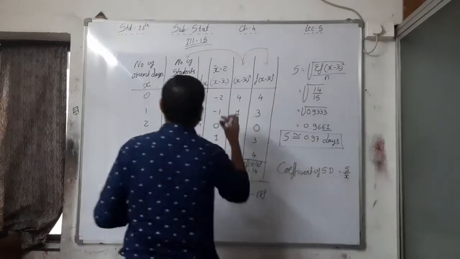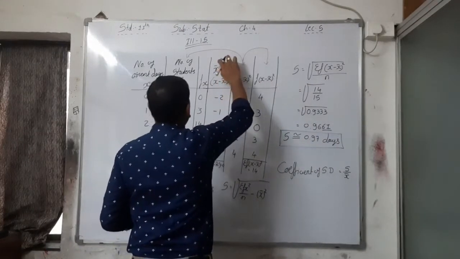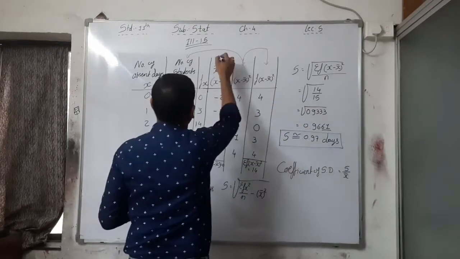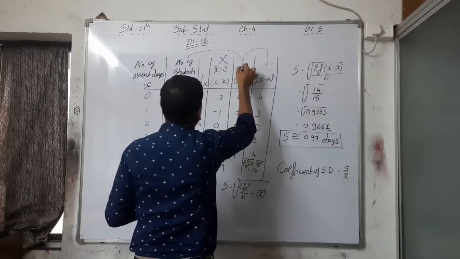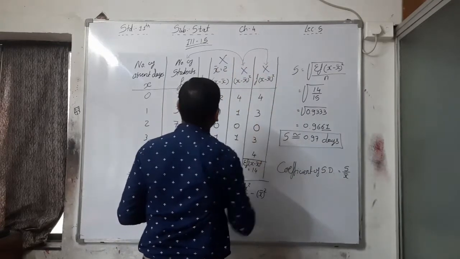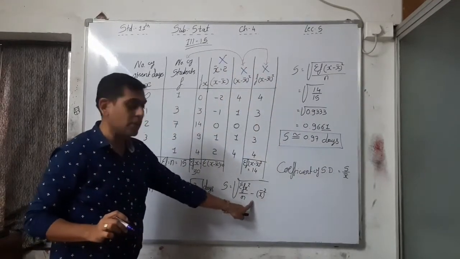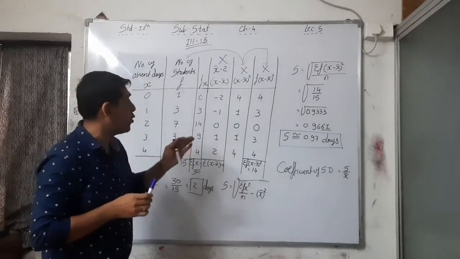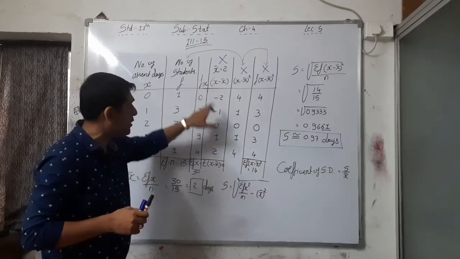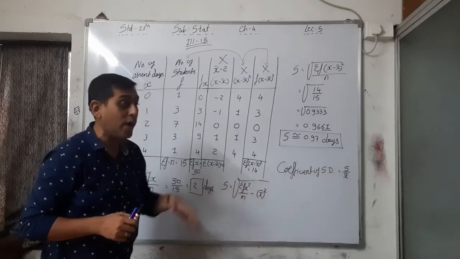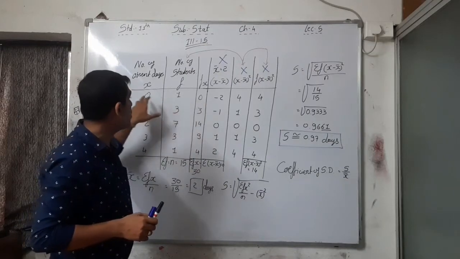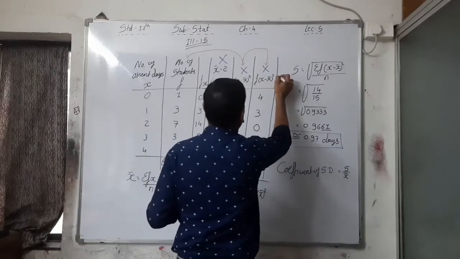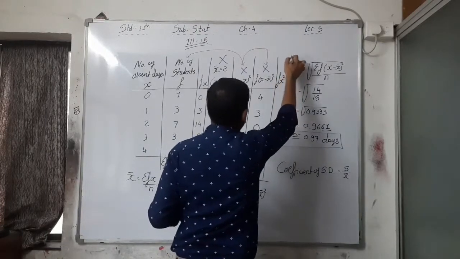For that, we don't have to prepare these three columns. If we want to take this formula, then we don't have to prepare these three columns. After fx, we just have to find out the fx square. What is that? Fx into x. Fx square means what? See, I am doing that here. Fx square.